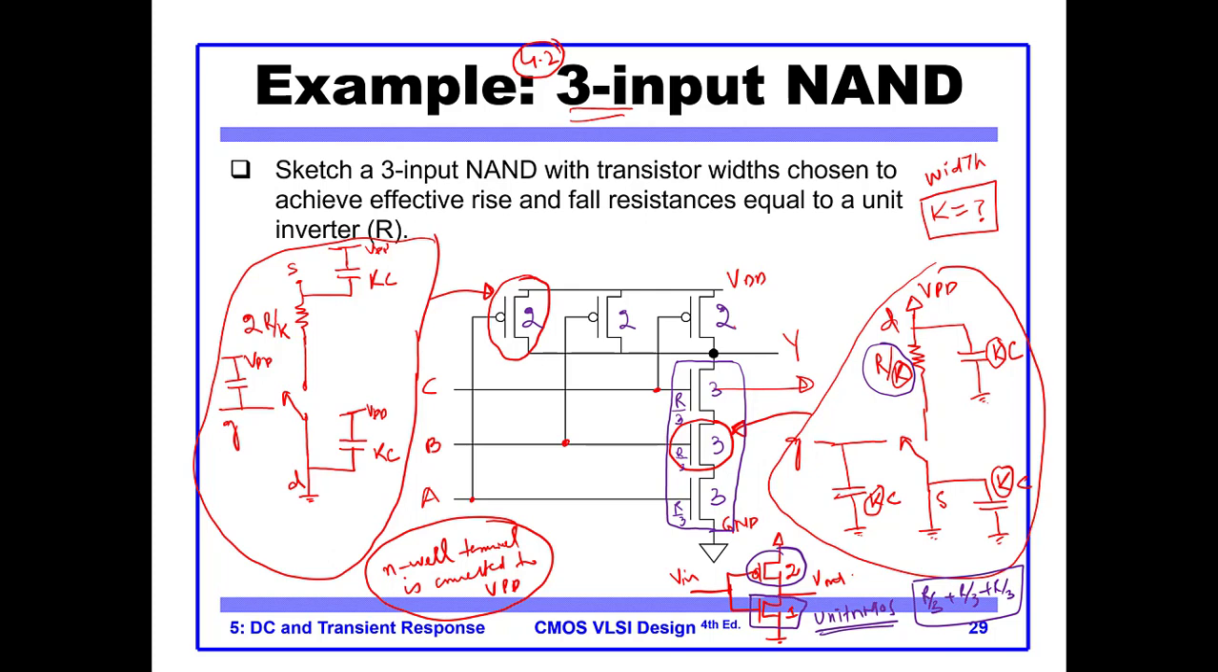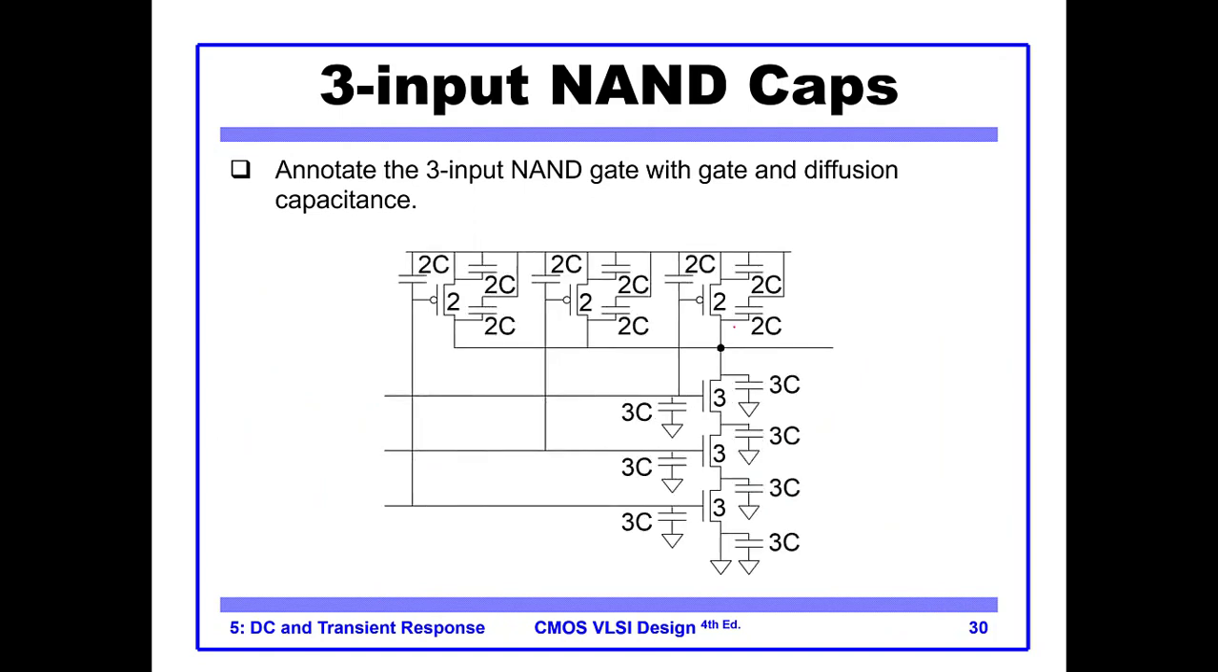For any other circuit, first you have to draw the CMOS circuit, the pull up and the pull down. Then you have to come up with the size K, and after coming up with the size K, we have to insert the RC model for NMOS and the RC model for PMOS. Let's move to the next slide to see how the RC models are inserted.